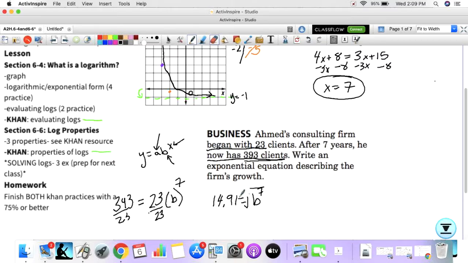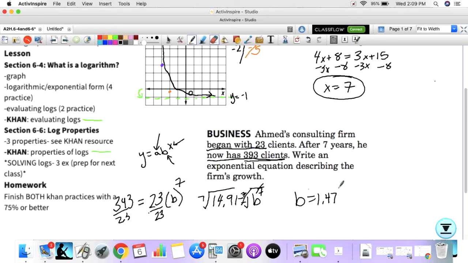So I'm going to take the 7th root. I'm going to type in my 14.91. Then I'm going to press my root key with the y, and then I'm going to put a 7 right there. And I get 1.4711, blah, blah, blah. So I end up getting that b equals, when I 7th root this number, 1.47 approximately. Now 1.47 is not my answer. 1.47 is my growth rate.